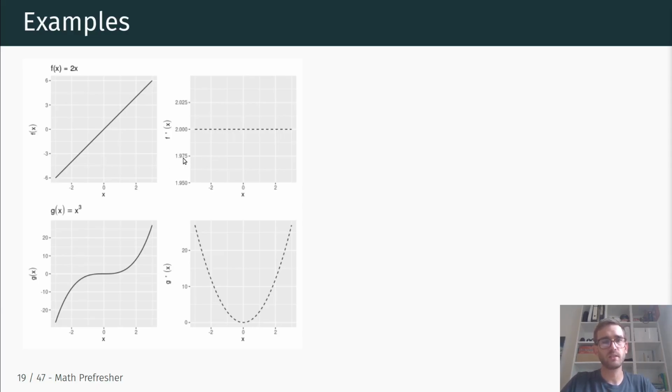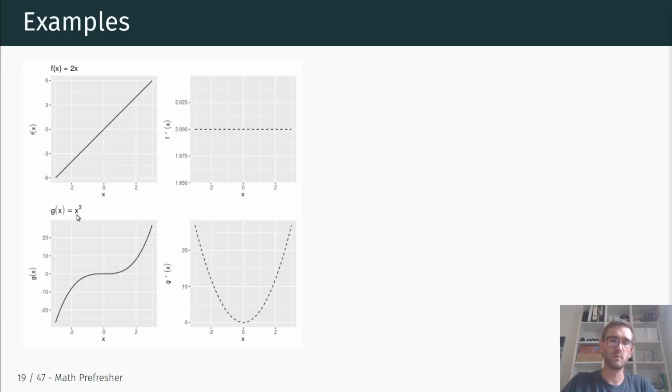And so if we look at the derivative of f of x, so f prime of x, we'll move here to the right, and we'll see that this is now basically a straight line where f prime of x is equal to 2 for any given value of x. Okay, so basically the straight line, the linear function f of x, has a constant as a derivative.